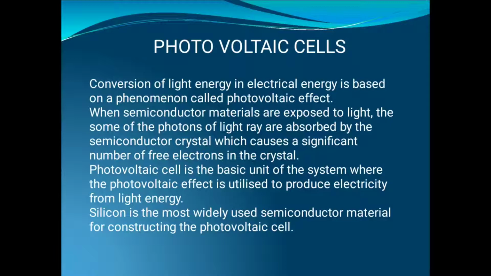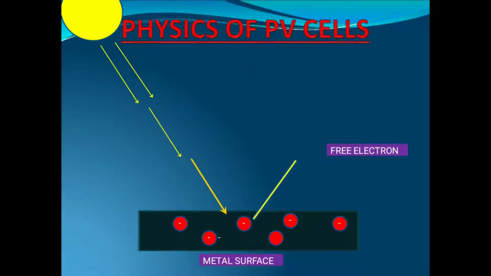When a semiconductor material is exposed to light, some of the photons of the light ray are absorbed by the semiconductor crystal. It causes a significant number of free electrons in the crystal. Photovoltaic cell is the basic unit of the system where the photoelectric effect is utilized to produce electricity from light energy. Silicon is the most widely used semiconductor material for constructing the photovoltaic cell. This is the basic physics behind the photovoltaic cell.